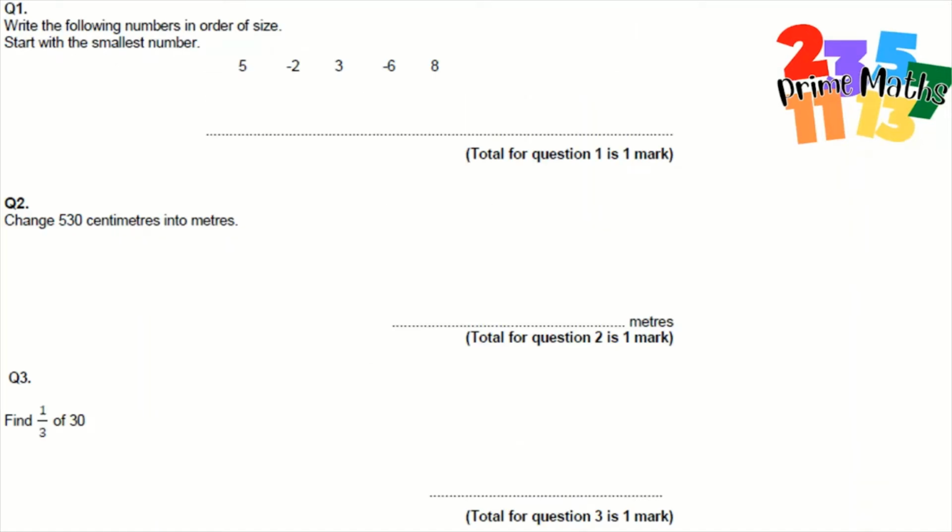Question 1. Numbers in order from smallest to largest: -6, -2, 3, 5, 8. Centimetres to metres, divide by 100. We end up with 5.3 or 5.30 metres.